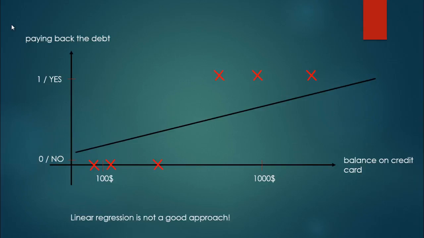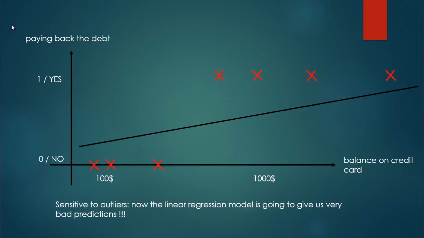And if we use linear regression for this model, it is not a good approach. And why? Because if we have an outlier, as you can see, the rightmost x, then it is very sensitive to these outliers. Now the linear regression model is going to give us a very bad prediction, because if we use this linear regression line to predict the outcomes, as you can see, even if the given person has a high balance, so for example $800 on the credit card, we predict that he or she is not going to be able to pay back the debt.